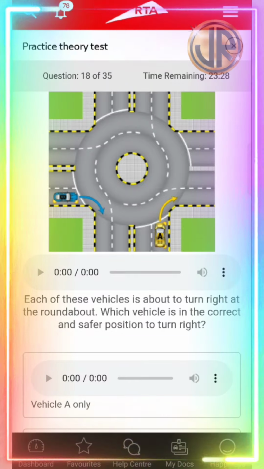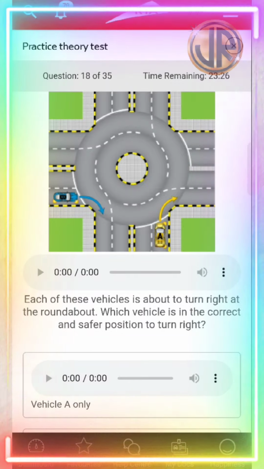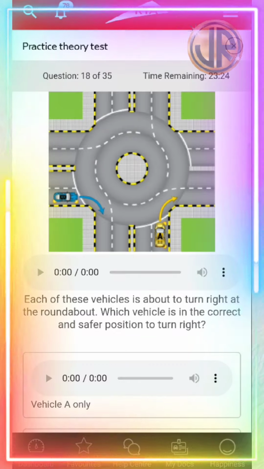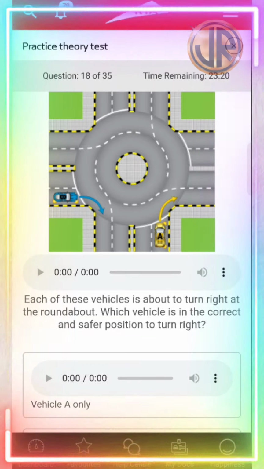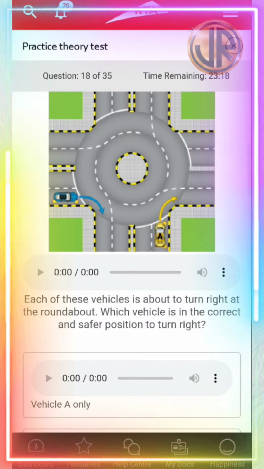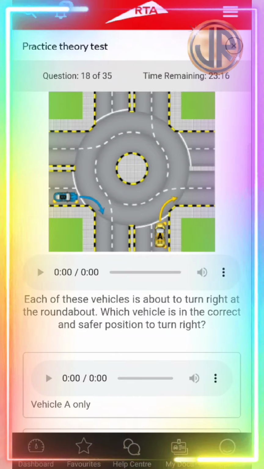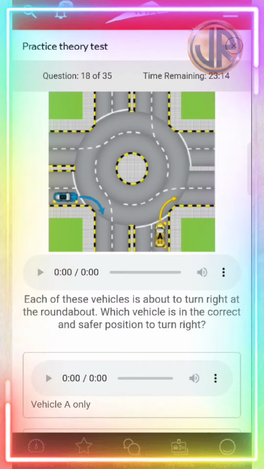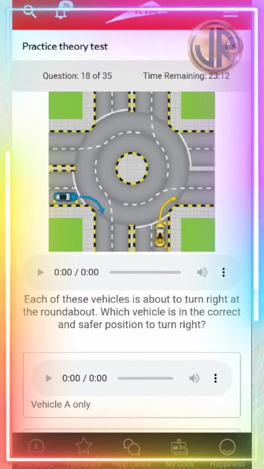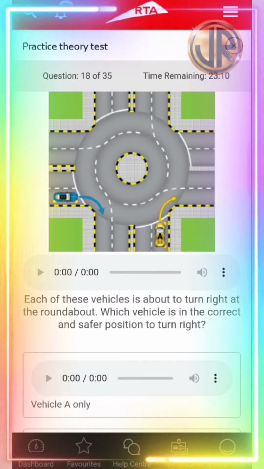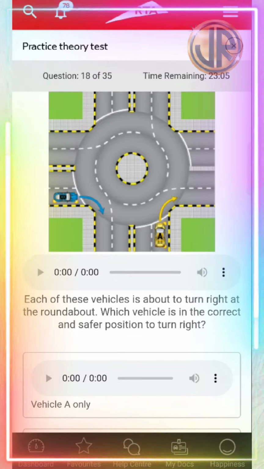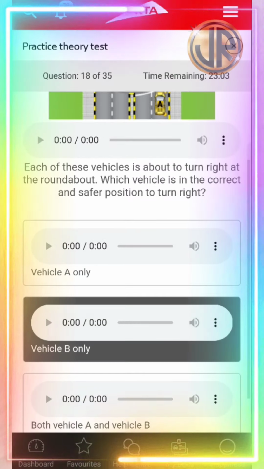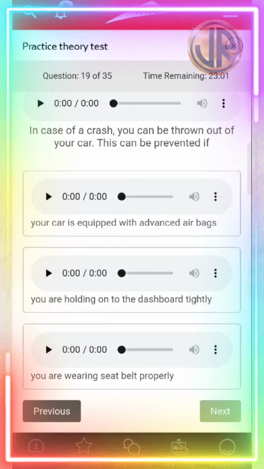Each of those vehicles is about to turn right at the roundabout. Which vehicle is in the correct and safer position to turn right? Vehicle B, because there is no vehicle behind vehicle B, but in vehicle A's position there is a vehicle behind, which is vehicle B. So the safer position is vehicle B. This is the correct answer.